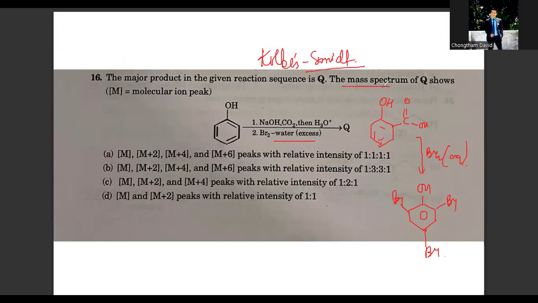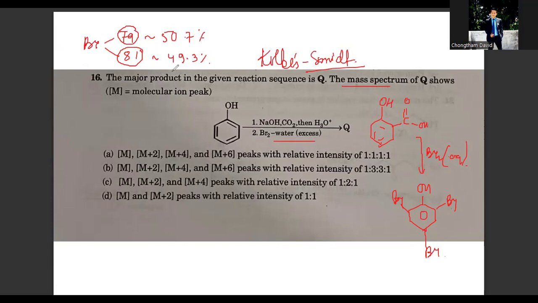Now let us understand the isotopic distribution of bromine here. Bromine, as we know, has two isotopes. What are the probable isotopes of bromine? The first is 79 and the second is 81. 79 has a relative abundance of approximately 50.7%, and 81 has a relative abundance of approximately 49.3%. So since there are three bromine atoms in 2,4,6-tribromophenol, there are various possible combinations of these isotopes.